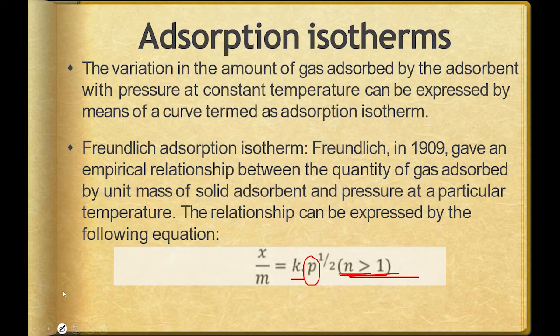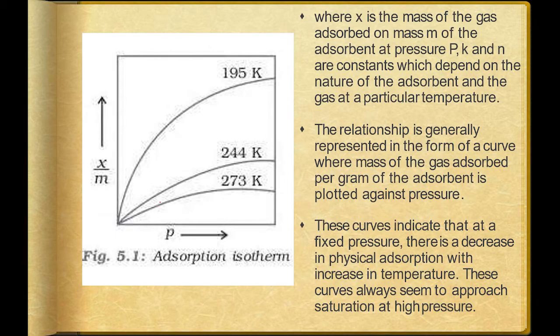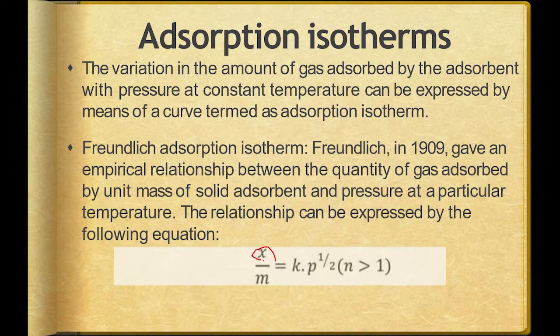So let's continue. x by m, that is mass by mass of adsorbent, is expressed on the y-axis, and pressure is expressed on the x-axis. So this is what we get as the graph of the adsorption isotherm. Now what is x here? In the equation we just studied, what is this x for?